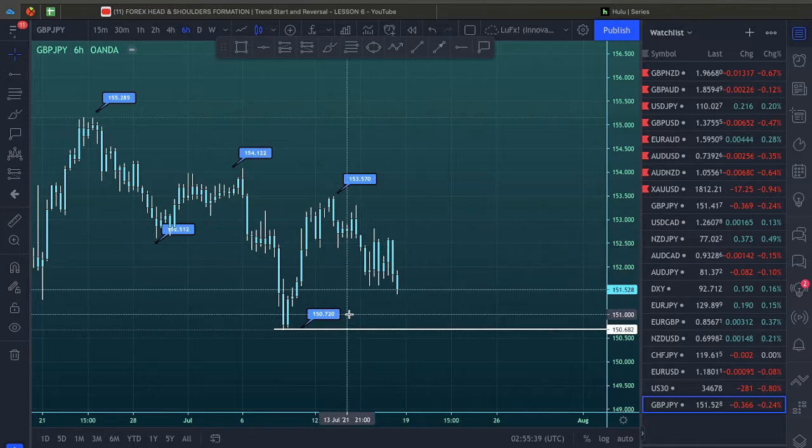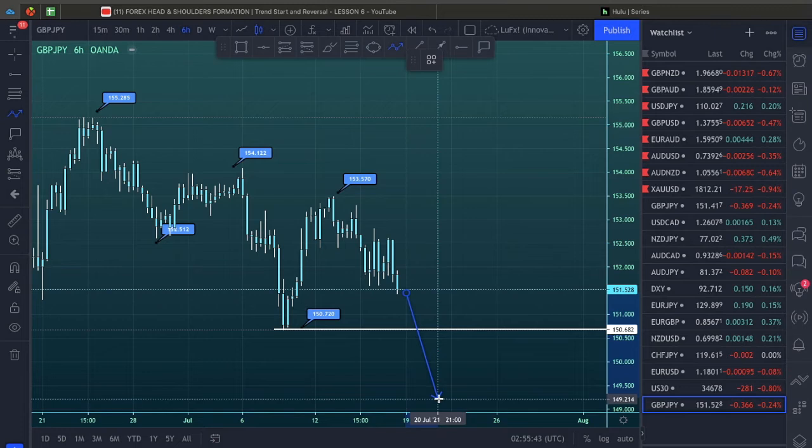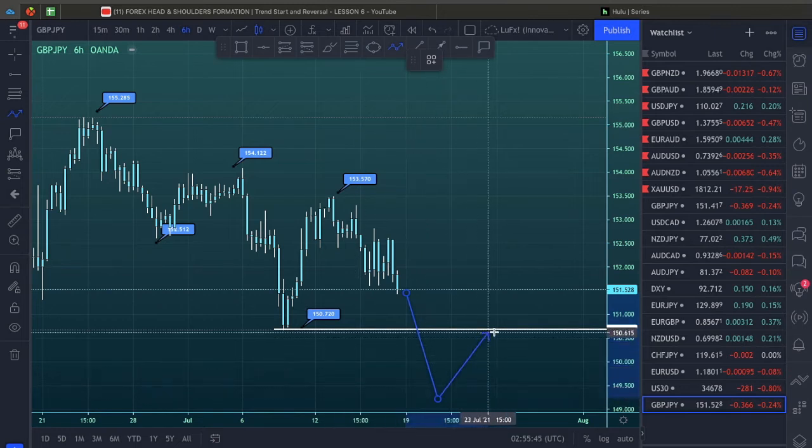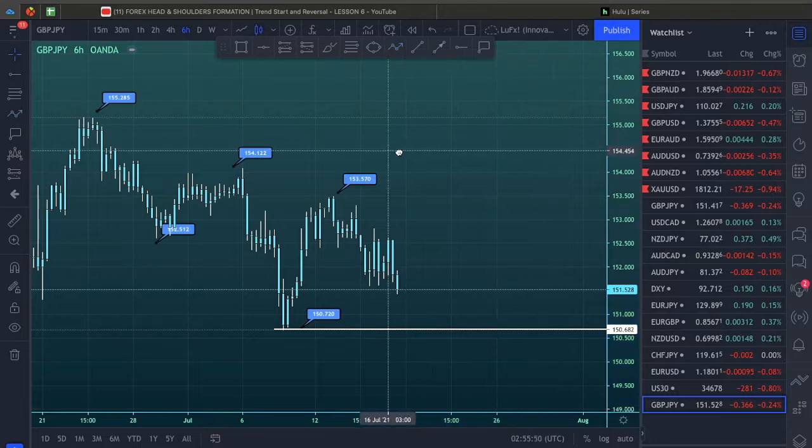So now we've got to break this lower low to be in a more bearish phase, right? If we break there, we're just going to be in a lower low, and then we're going to wait for a lower high to sell right here and then to make a new lower low, right? So that's just the market phases.